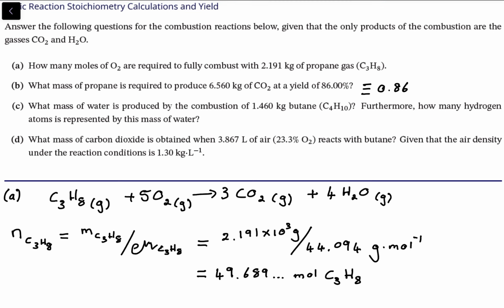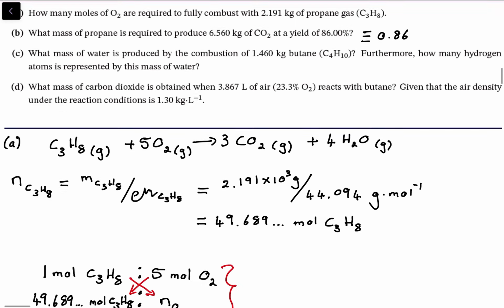But what are we given this time? We're given 6.58 kilogram of CO2. So we're already given the number that is already multiplied by 0.86. So we will have to work in the opposite direction.